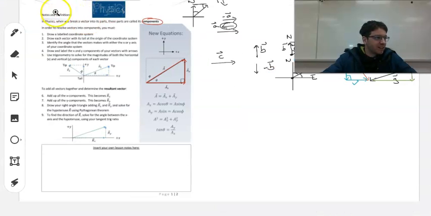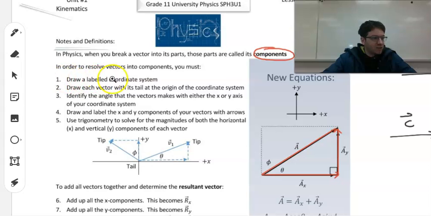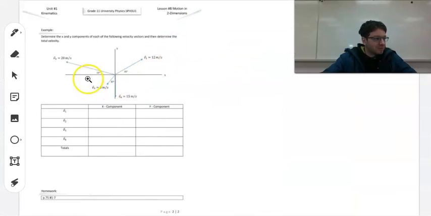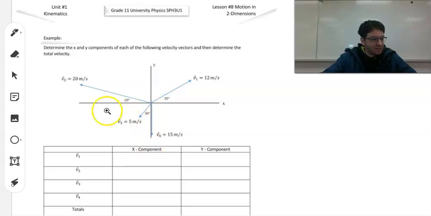Alright, so let's start. Step 1, draw a labeled coordinate system. We actually have that here. Here's our y and here's our x. But I might give you a question where I simply say v1 is 12 meters per second east, 35 degrees north, so I might not draw this for you. If I don't, then you would draw your y and your x, and if you wanted to, you could even label this as north and east if we're using compass directions. Next step.